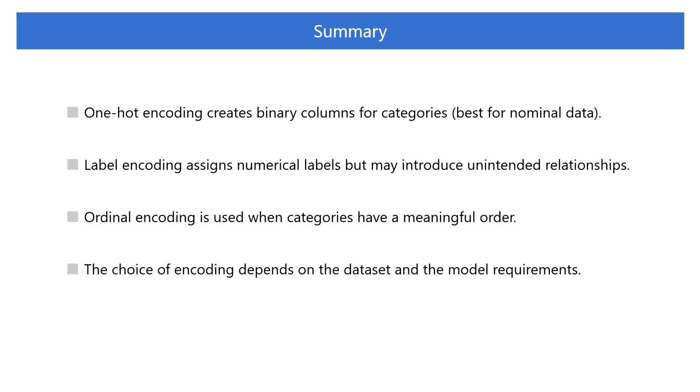In summary, one-hot encoding creates binary columns for categories. Label encoding assigns numerical labels, but may introduce unintended relationships. Ordinal encoding is used when categories have a meaningful order. The choice of encoding depends on the dataset and the model requirements.